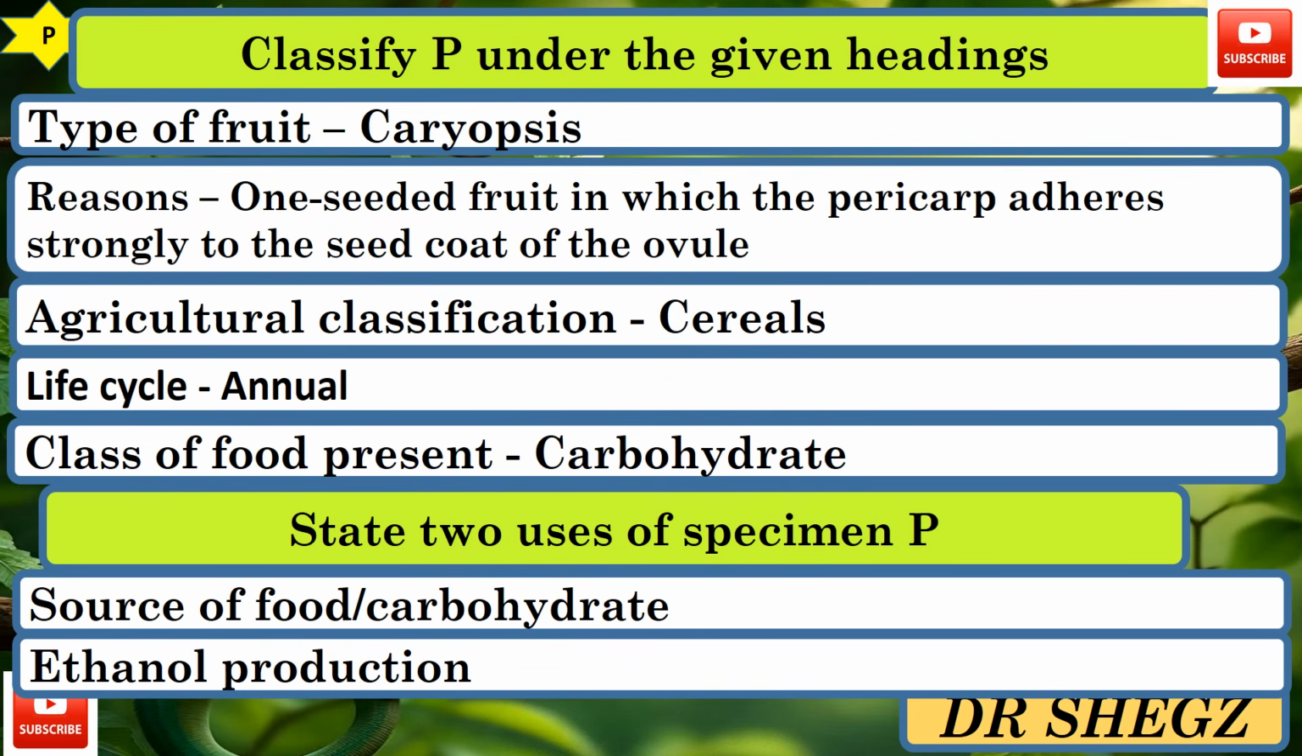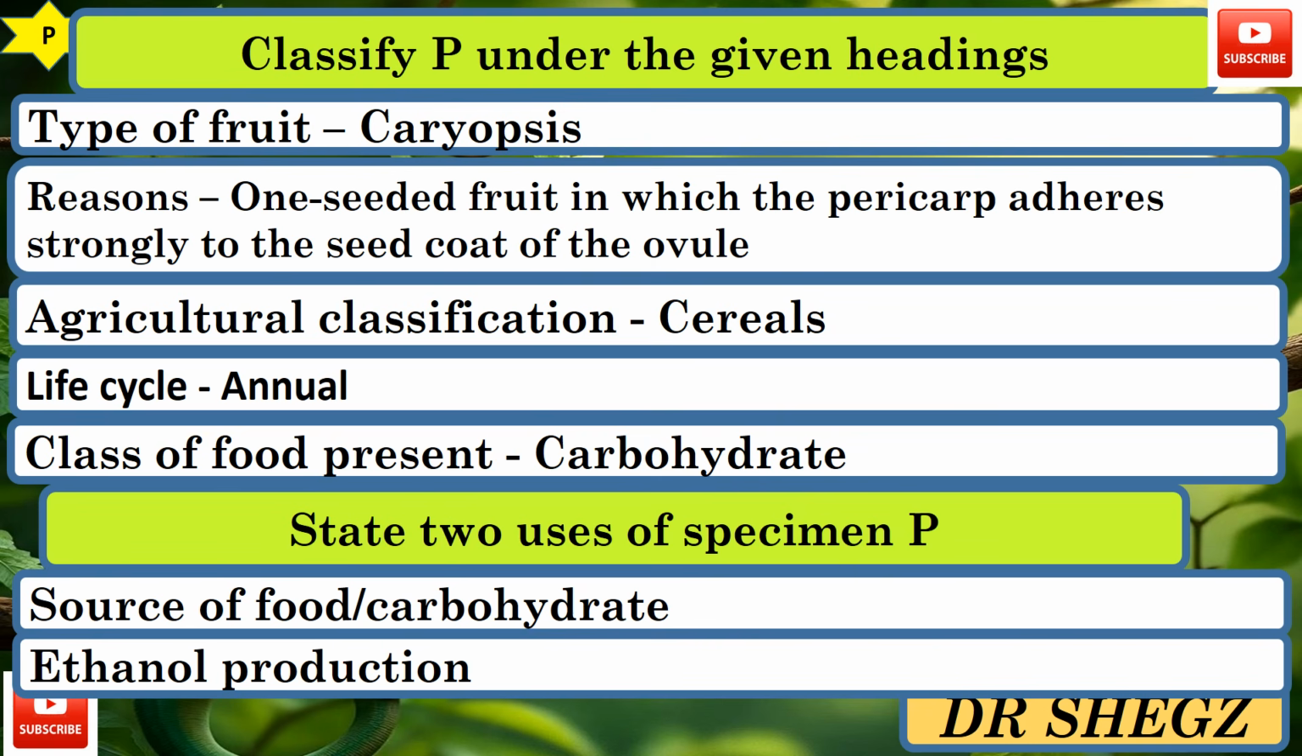Now, classify the sorghum under the given headings. Type of fruit, we say caryopsis. Why is sorghum a caryopsis? We are talking about the sorghum grain now. It's a one-seeded fruit in which the pericarp adheres strongly to the seed coat of the ovule. Agricultural classification: cereals. It's an annual, and of course, the class of food present is carbohydrate.